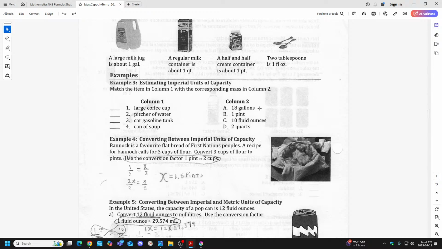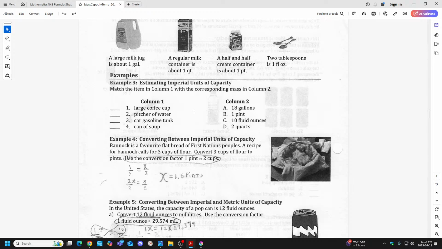72, look at me. Okay, so 72 liters. Well, it's less than that, but that's a lot, right? So if we look at here, obviously a cup of coffee isn't that much. A pitcher of water, definitely not that. Oh, car gasoline tank, that sounds about right. And a can of soup. So I'm going to say 3. A is 3.